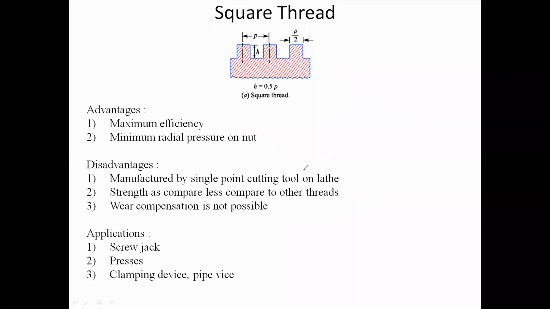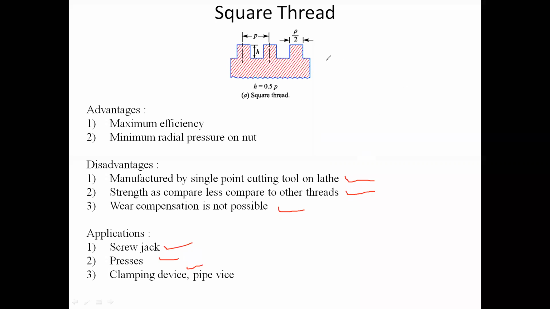Here you can write the disadvantages. The manufacturing time is somewhat more, the strength compared to others is less, and wear compensation is not possible. As far as application is concerned, as it has a very simple construction, it can be used for screw jacks, different types of presses, or clamping devices. So these are the applications.